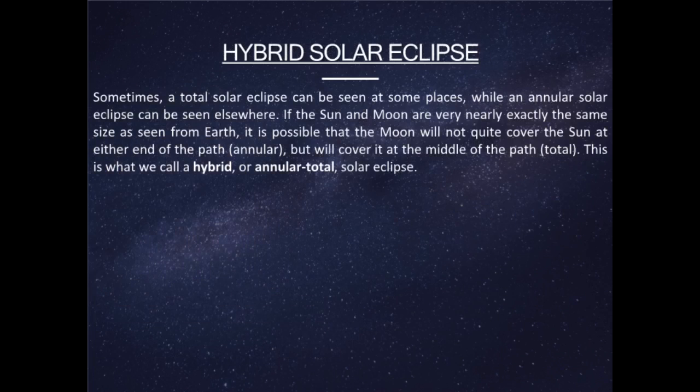Sometimes, a total solar eclipse can be seen at some places, while an annular solar eclipse can be seen elsewhere. If the sun and moon are very nearly exactly the same size as seen from Earth, it is possible that the moon will not quite cover the sun at either end of the path, annular, but will cover it at the middle of the path, total. This is what we call a hybrid, or annular total, solar eclipse.